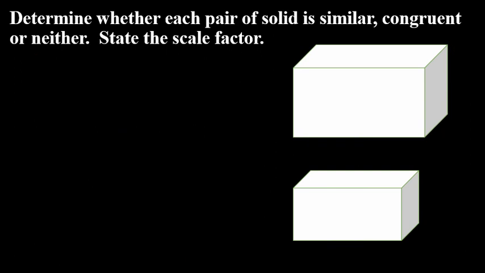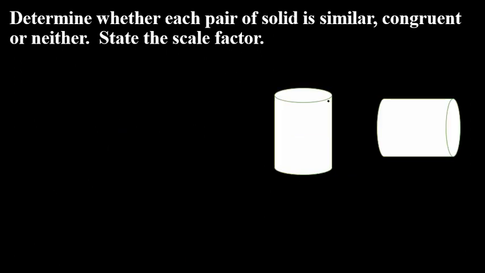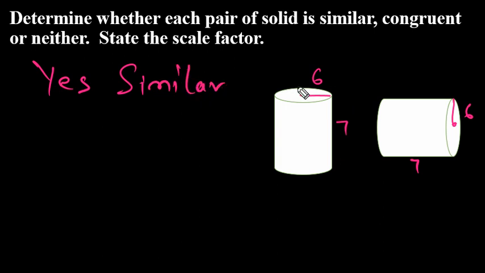Now the next question. In this one we have two cylindrical shapes, and let's say for this one the radius is 6 and the height is 7, and in this one again the radius is 6 and the height is 7. So can you say something about similarity? Is this similar? Yes, it is similar. Why? Because they have the same shape and the same size, just the orientation is different.